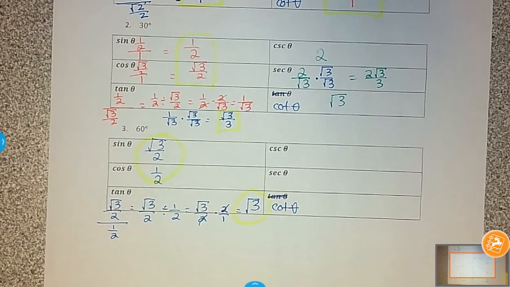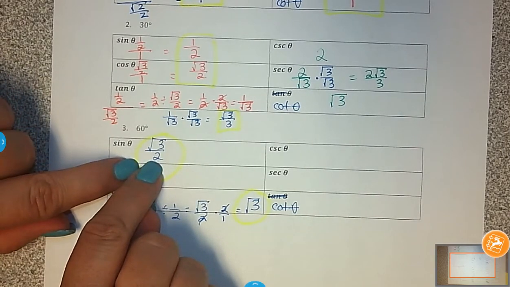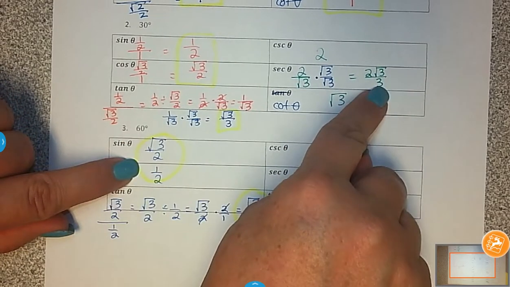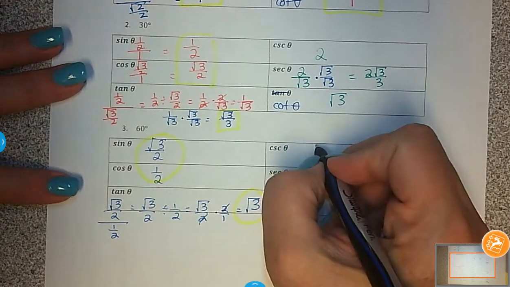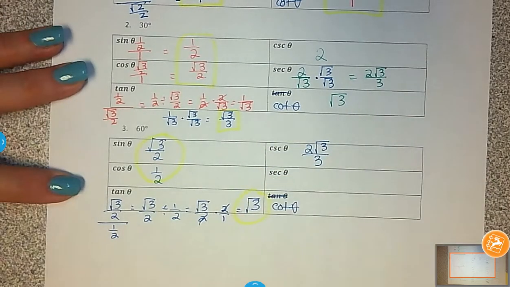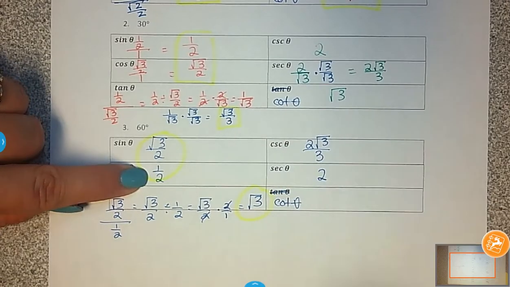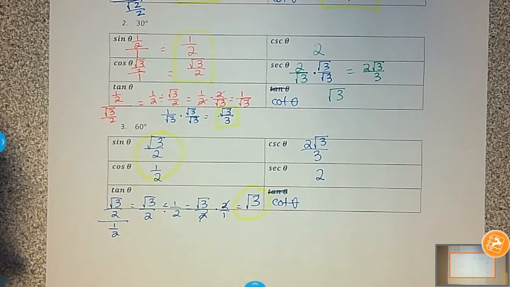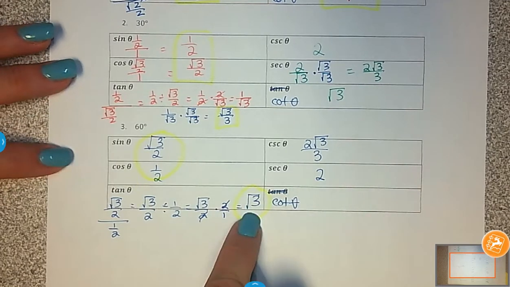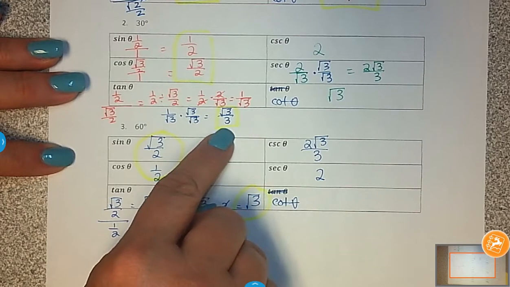And here, I'm not going to recreate the wheel and do the work all over again. Didn't I already flip this in the previous problem? Yeah, so I know what it's going to be. So the cosecant for 60 is going to be 2 square root of 3 over 3. When I flip 1/2, I get 2. Guess what I'm going to get if I flip the square root of 3? I get 1 over the square root of 3, which rationalizes to this.